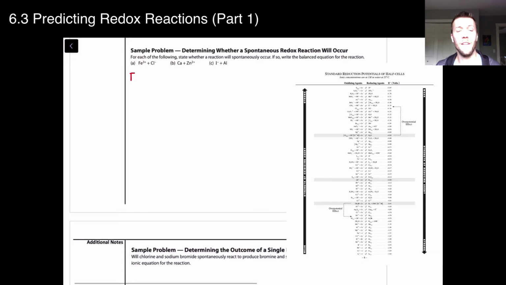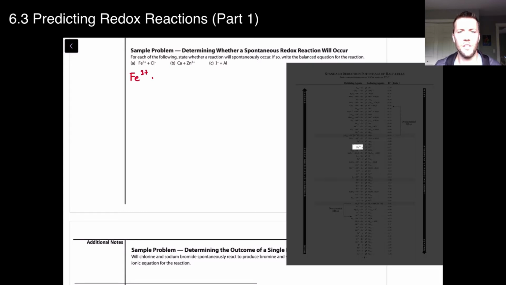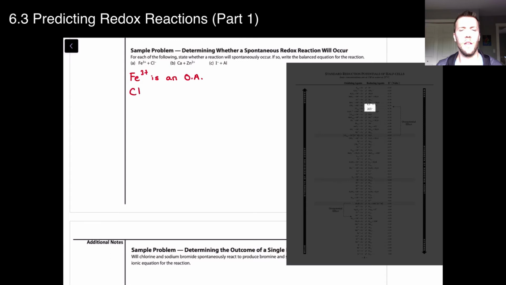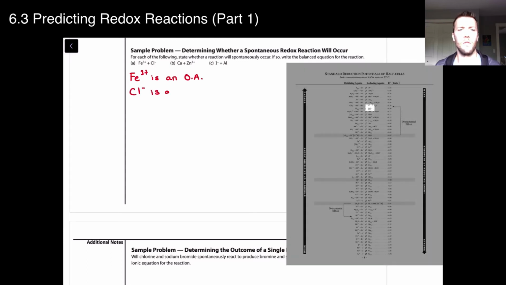In this example, we're going to use our SRP table to predict whether a spontaneous reaction will occur. So for example A, we have iron 3 ion reacting with chloride ion. The first thing we want to do is find each of these ions in our SRP table. And so we can see that we can find the iron 3 ion on the left-hand side of the table, so it is an oxidizing agent. The chloride ion is found on the right-hand side of the table, so it is a reducing agent.